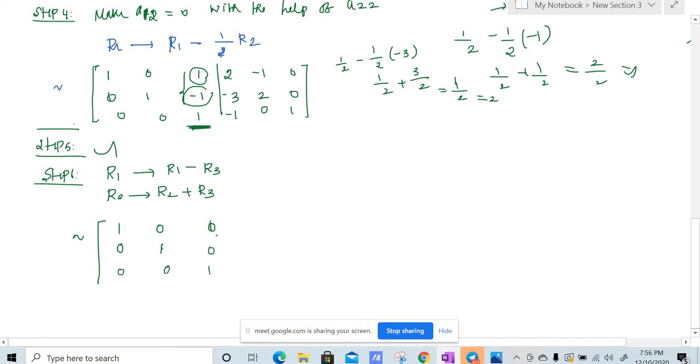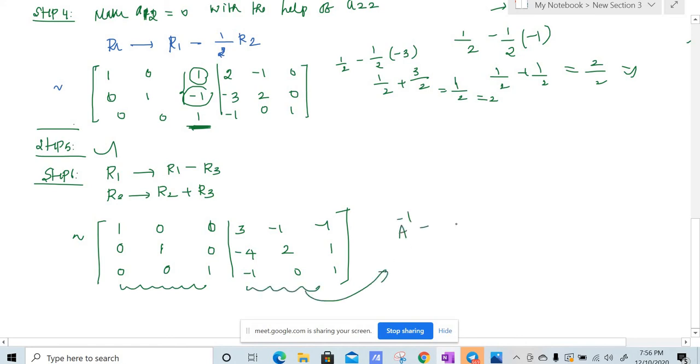R3 will remain as it is, and here also we need to apply the same operation. So R1 minus R3, so 2 minus of minus 1, so 2 plus 1 is 3, minus 1 minus 0 is minus 1, 0 minus 1 is minus 1, and R2 will be R2 plus R3. So minus 3 minus 1 is minus 4, 2 plus 0 is 2, 0 plus 1 is 1, and this will remain as it is. So we have reduced this matrix to identity matrix, so therefore this is the inverse, right? So therefore A inverse will be 3 minus 1 minus 1, minus 4 2 1, minus 1 0 1.